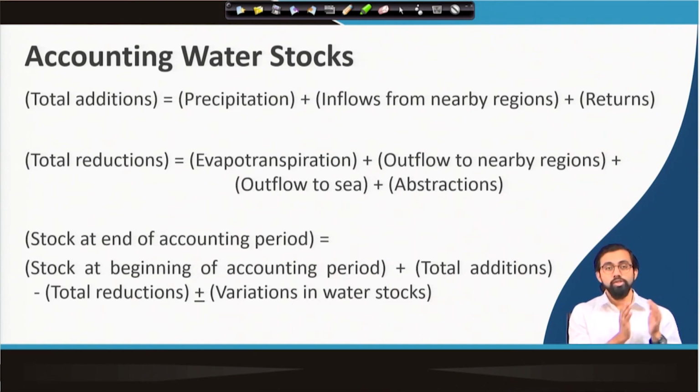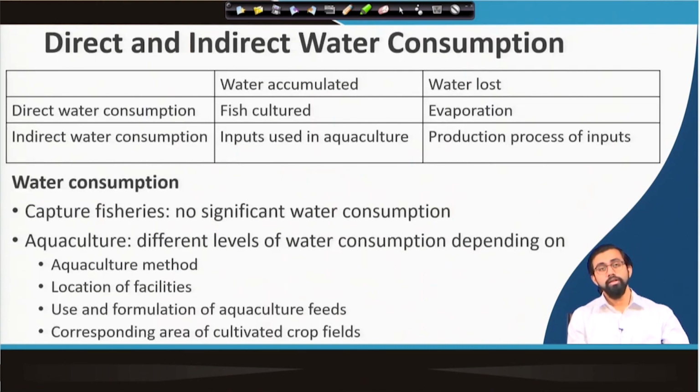So, altogether, the stock at the end of the accounting period is what? It's the stock at the beginning of the accounting period plus the total addition minus the total reduction, plus or minus variation in the water stocks. So, if we go ahead with this kind of calculation, we can find out the total stock at the end of the accounting period, and that value can be easily calculated.